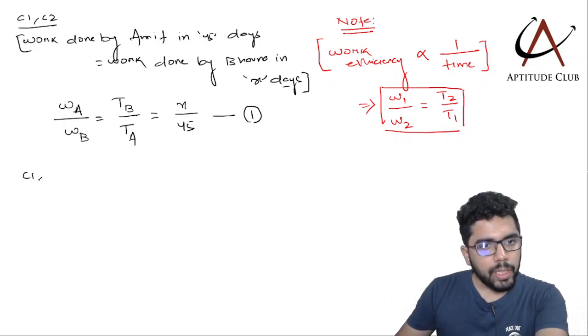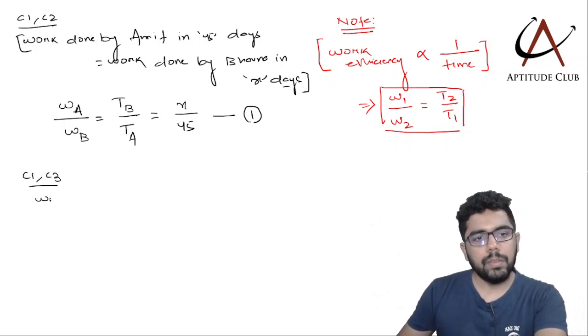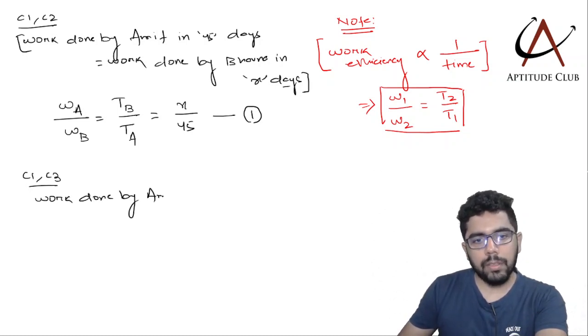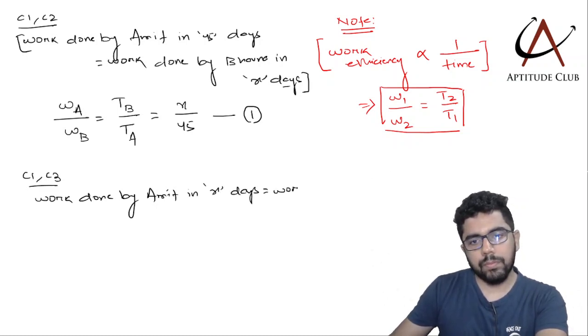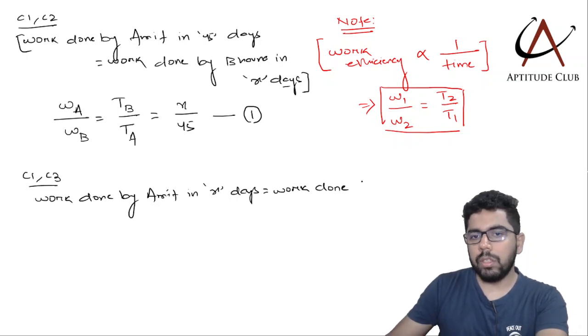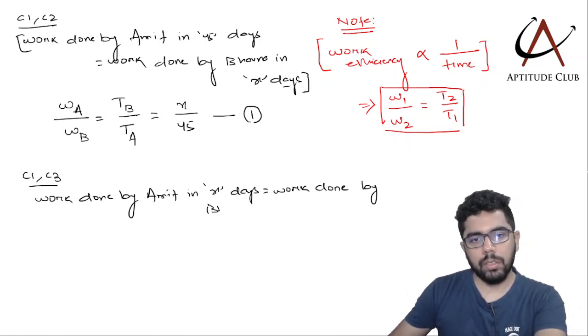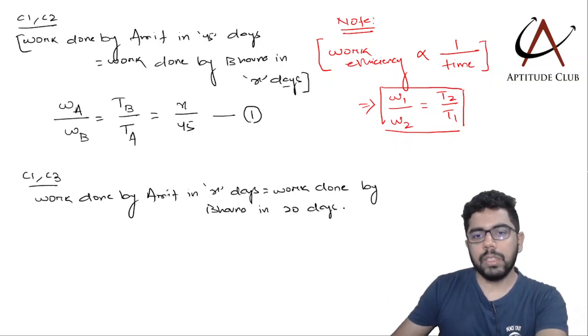Then if I compare case 1 and case 3, again same logic, I can write work done by Amit in X days is equal to the work done by Bhavna in 20 days, isn't it?